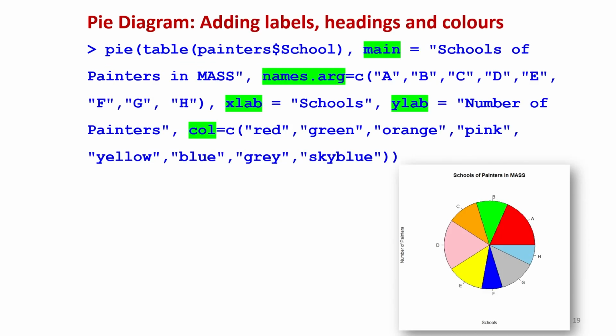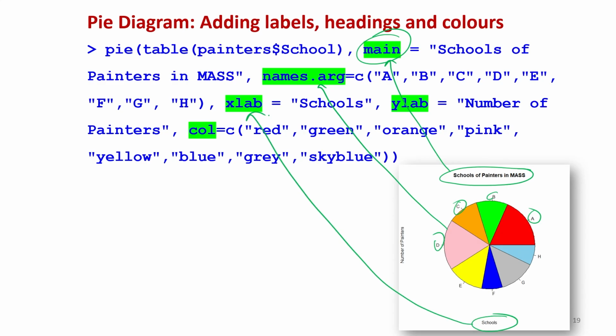Similarly, in this pie diagram, if you want to make it more informative, then I can use the title on this graphic as School of Painters in MASS using the command main, and then I can use the schools' names as A, B, C, D, etc. Well, I have given A, B, C, D. You can choose something else also. So I can use the option names.arg. Then if I want to have the title on the x-axis as Schools, then I can use xlab.